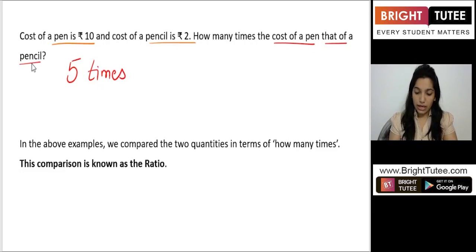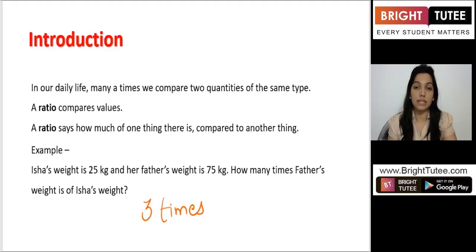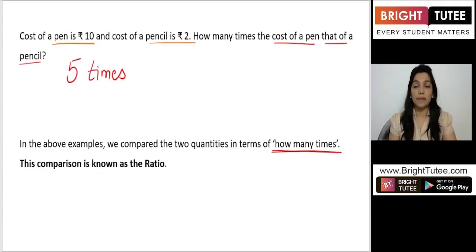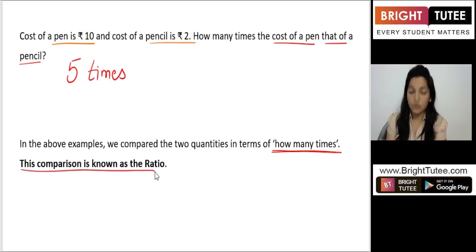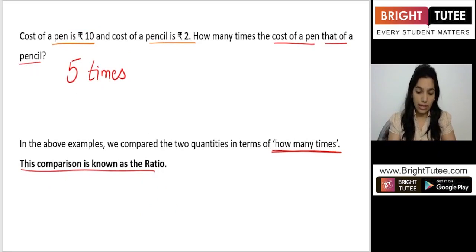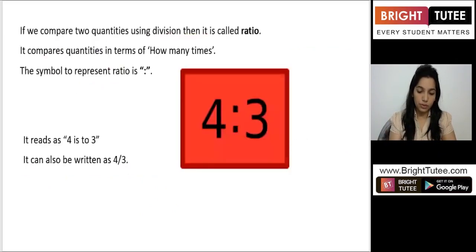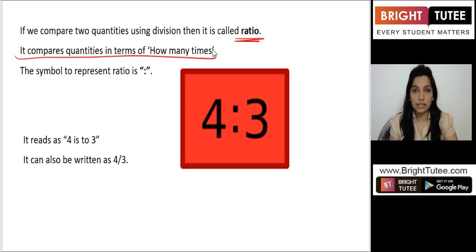Now the next one. In the above example, we compared the two quantities in terms of how many times. So do you see that in these two examples we have just seen, we are comparing the two things depending upon how many times it is bigger, right? This kind of comparison is known as ratio. Okay, let's read a more formal definition. If we compare two quantities using division, then it is called ratio. It compares quantities in terms of how many times. I hope this is clear.